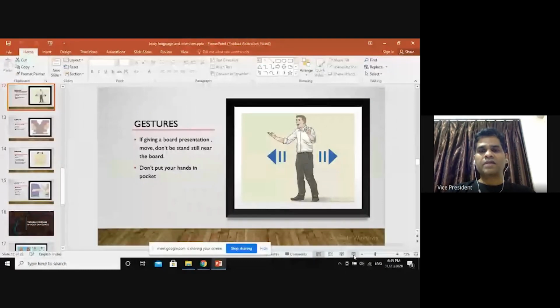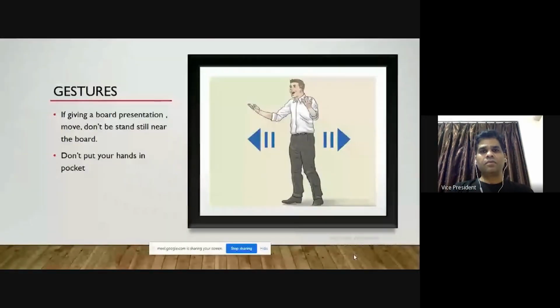If you are giving a classroom presentation also, don't stand near the board. Move around on the podium, or maybe in the aisle. You will start seeking the attention of the person who is watching your presentation. So don't be standstill, don't be a picture, always be a moving person in life. Then only you will have attention. The main thing in body language is whether these people are getting your attention or not. Can I move to the other slide, please?